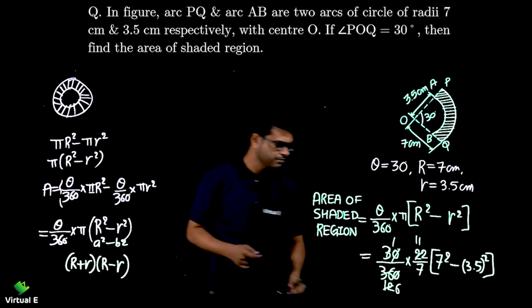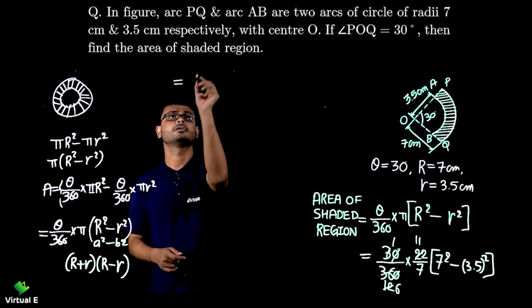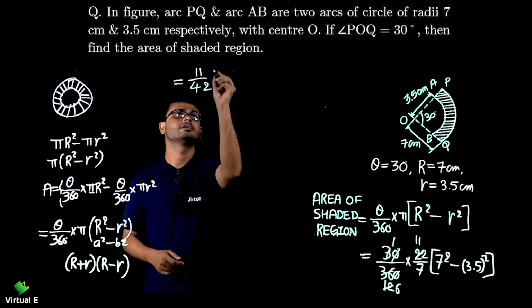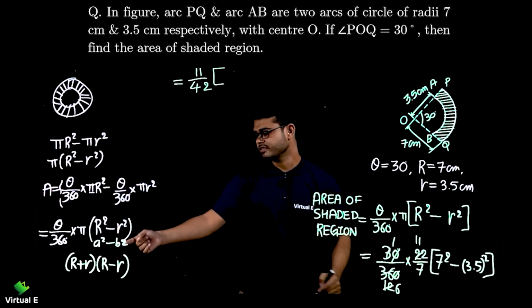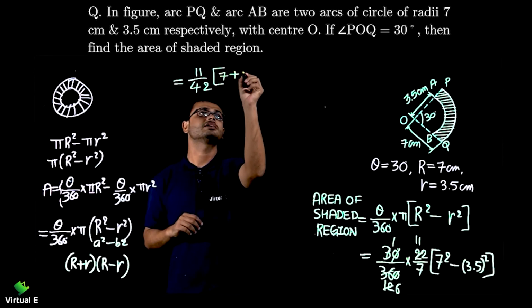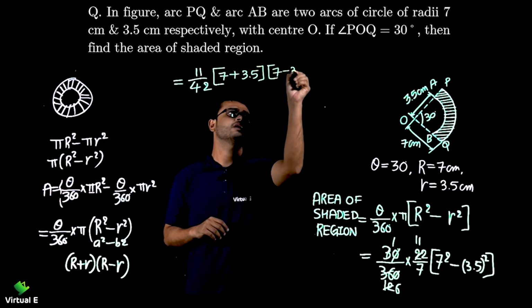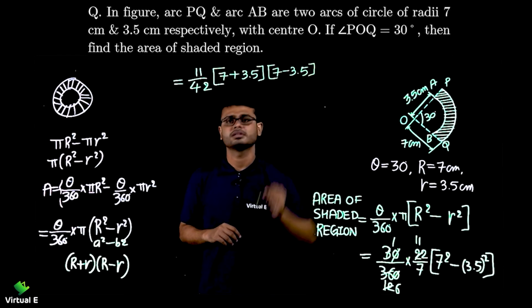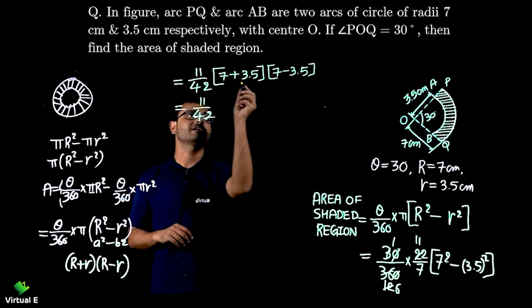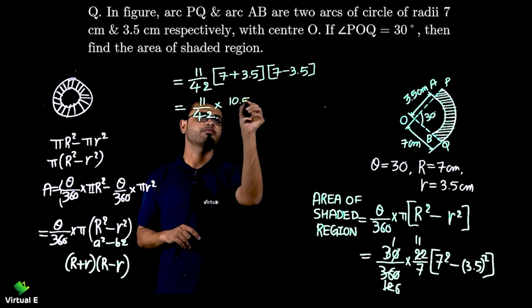So 11 by, we can write multiply. Let's multiply, it's simple. Here 11 by 6 sevens are 42. Let's write here. And here we will apply this identity, which is addition one time and subtraction. So 7 plus 3.5, and 7 minus 3.5, done. So 11 by 42, 7 plus 3, that is 10, and 0.5, so 10.5.